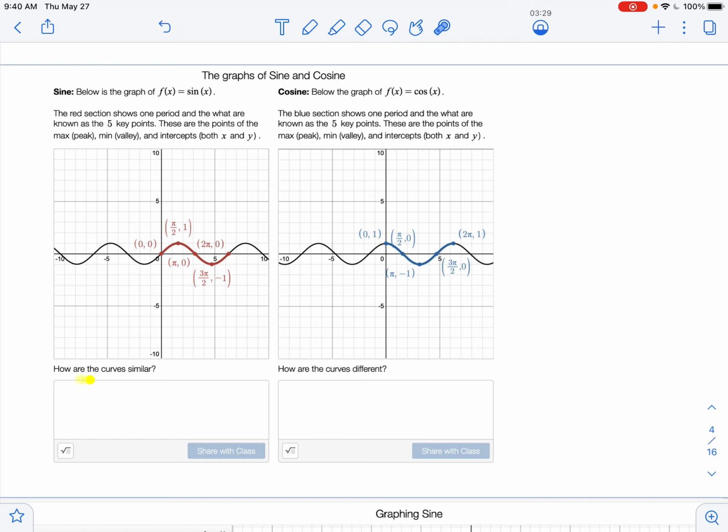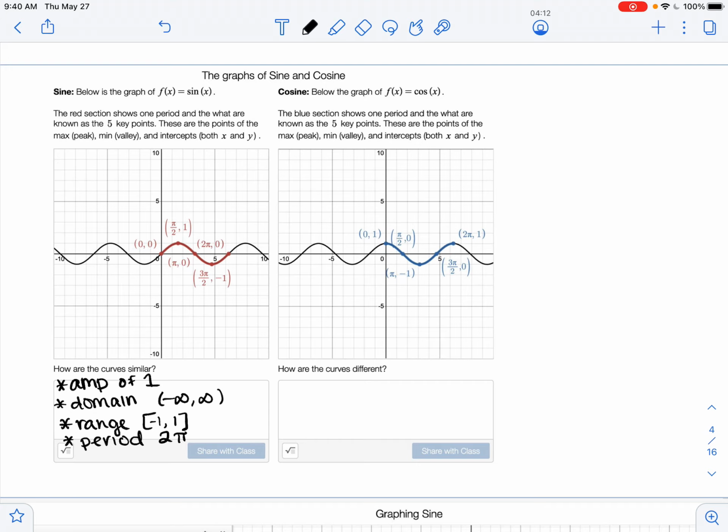So I ask you to identify how they are similar and how they are different. Go ahead and pause this video and take a moment to think through that. Similarities that hopefully we're seeing: an amplitude of 1, a domain of negative infinity to positive infinity, a range of -1 to +1, and a period of 2 pi. Maybe there are some others that you're noticing. Definitely feel free to write those down, but those are the key ones that I'm looking at.